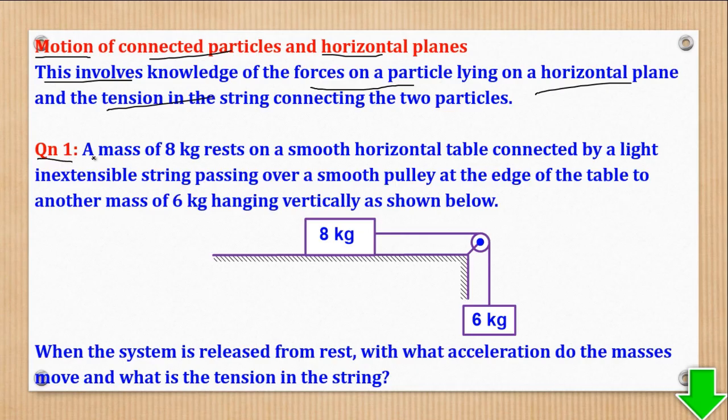So question 1: a mass of 8 kilograms rests on a smooth, now it is smooth meaning there's no friction, smooth horizontal table, connected by a light inextensible string passing over a smooth pulley at the edge of the table to another mass of 6 kilograms hanging vertically as shown below. When the system is released from rest, with what acceleration do the masses move, and what is the tension in the string?